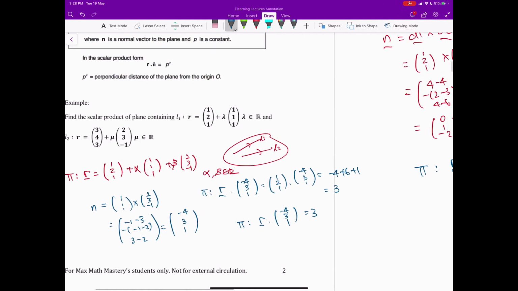Take note, your normal n represents a direction that is perpendicular to the plane. Likewise, as with the vector equation of a line and a plane, if you can simplify your normal to the simplest form, please go ahead and do it. This will help you in your application when we go further down in vector 3.